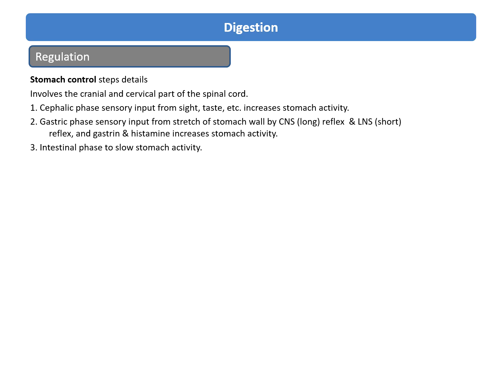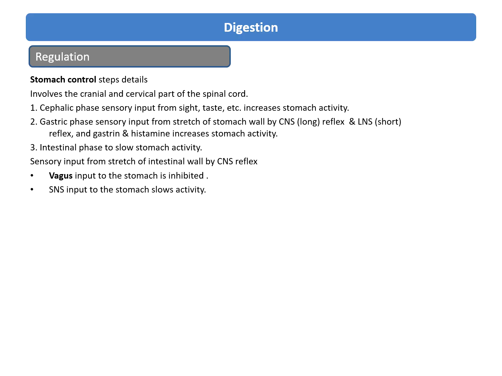Intestinal phase, the role for this is to slow stomach activity. Sensory input comes from stretch of the intestinal wall by CNS reflex activity. The vagus input to the stomach is inhibited. Sympathetic input to the stomach slows activity. Hormone secretin and cholecystokinin slow stomach activity. This is the enterogastric reflex. And again, the role is to slow down the activity of the stomach, which would move the material onto the small intestine to give it time to be digested.